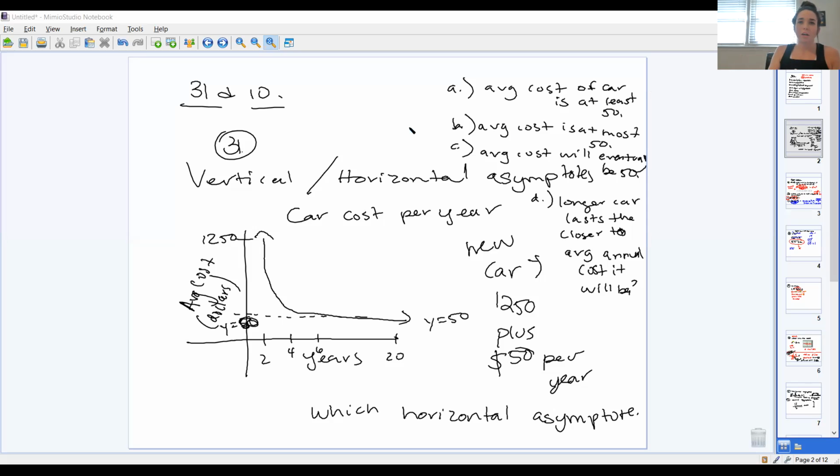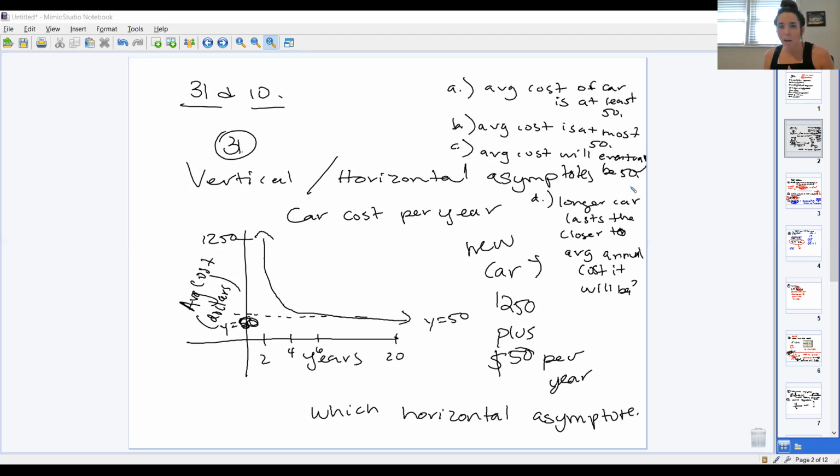Well, we know that the average cost of the car is at least 50. Yeah, we're paying $50 a year, right? Average cost is at most 50? No, there are some other things that go into play when we're buying a car and having it for multiple years. You have to have your oil changed, that kind of thing. The average cost will eventually be 50? Well, not really, because we have to pay for gas, oil change, tune up, insurance, that kind of thing. So the car costs more than that, right?